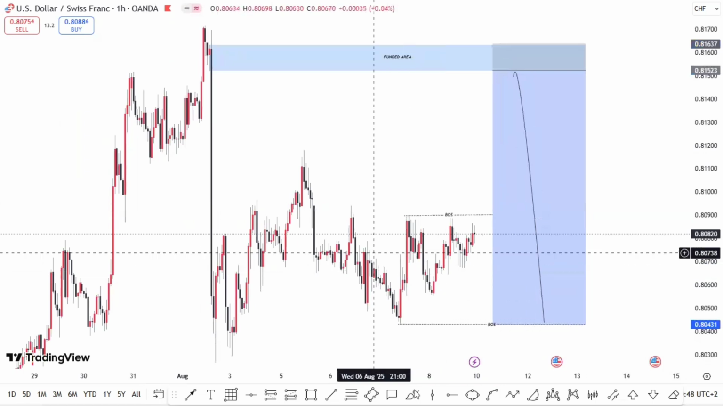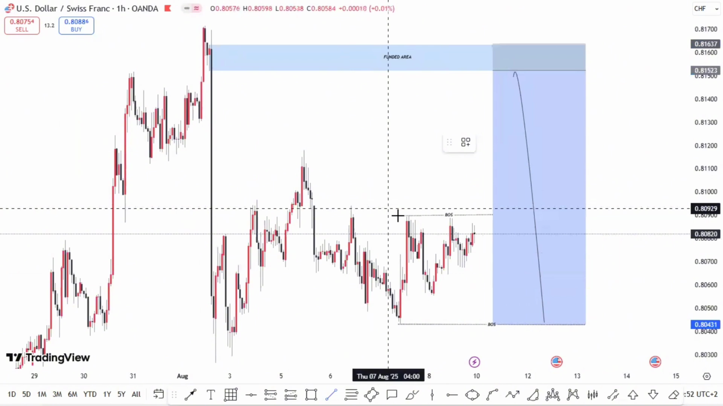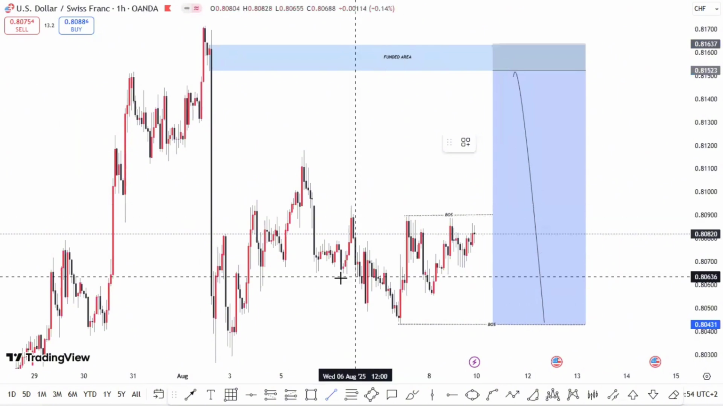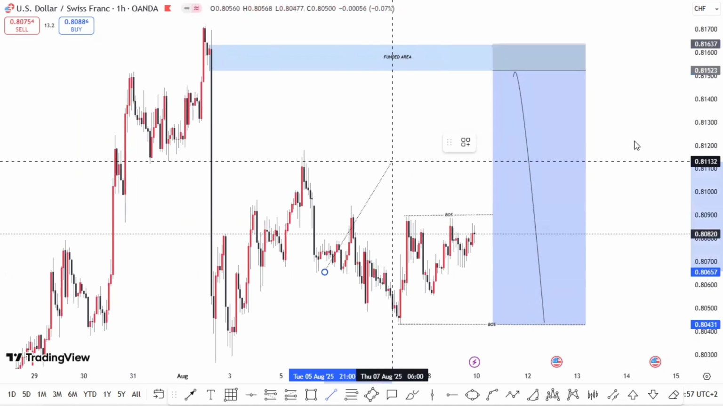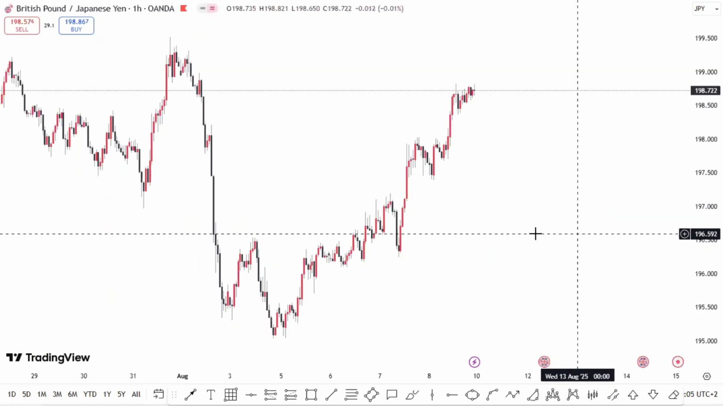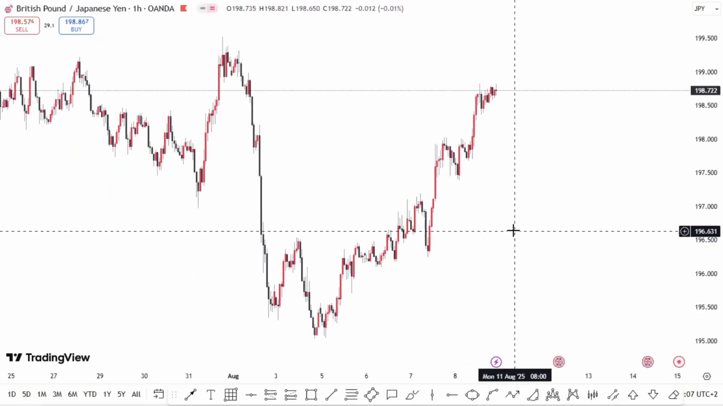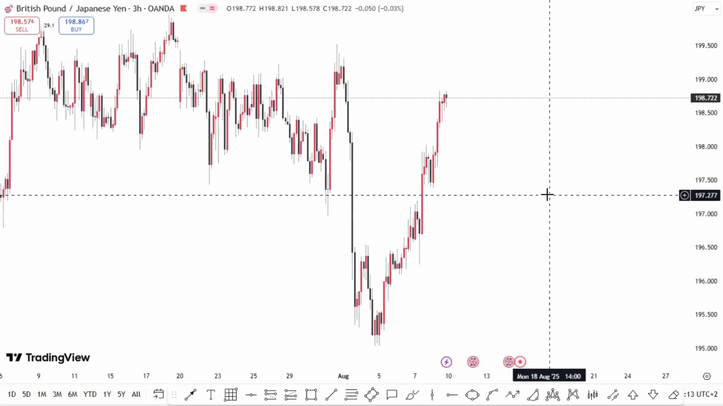Okay, so here I have a break of structure. No, I can't do that one here. It would ruin my setup. So here we have GBPJPY. Let's move to the highest time frame, H4. Let's go to H4.